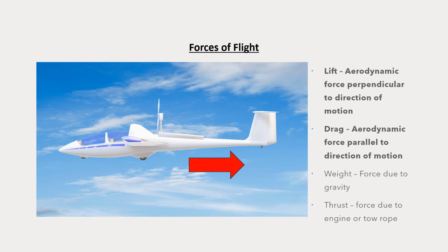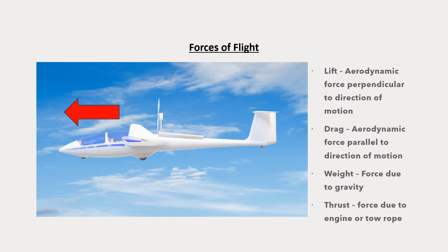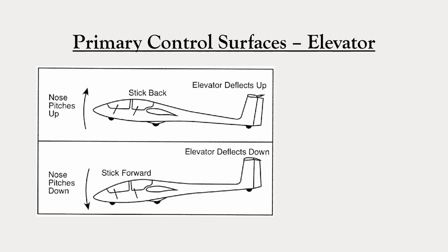Drag is an aerodynamic force that is parallel to the direction of motion. Weight is the force due to gravity. That always acts directly down, even if the flight path isn't horizontal. And then thrust is the forward force. It's produced either by an engine or by a tow rope in the case of gliders.